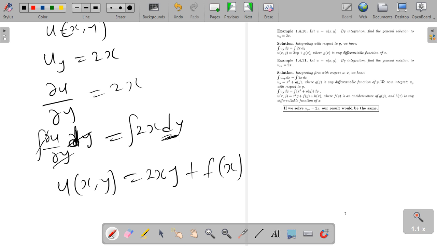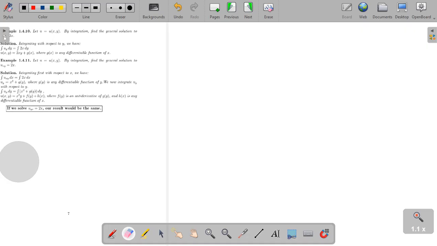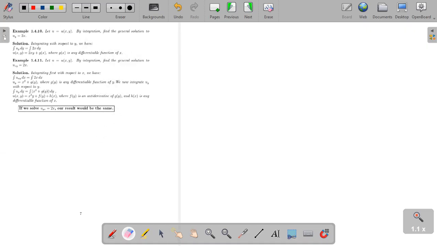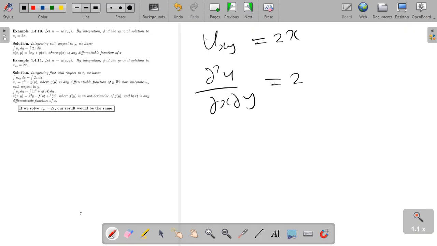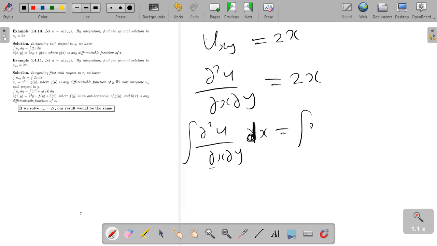So the next question. Okay, let me just move to the other side. The next question says that u_xy is equal to 2x. So this is partial squared u over partial x partial y is equal to 2x. If I integrate, the first integral will be with respect to x, so dx. So I'm going to have the integral of 2x dx.